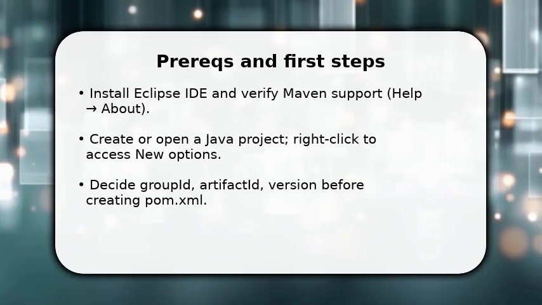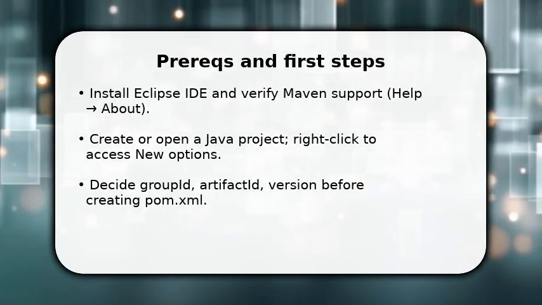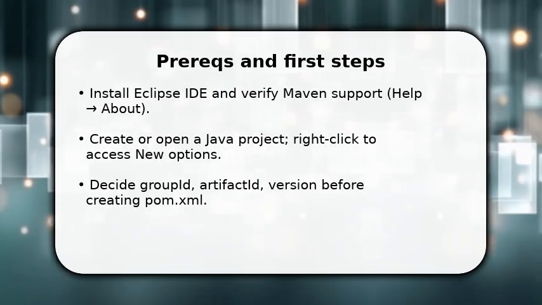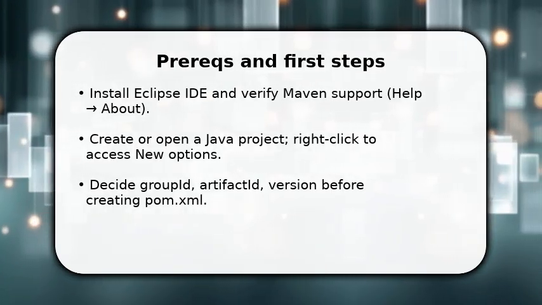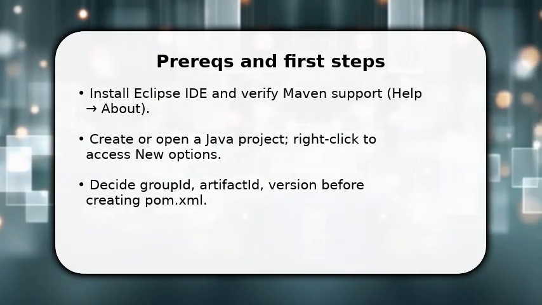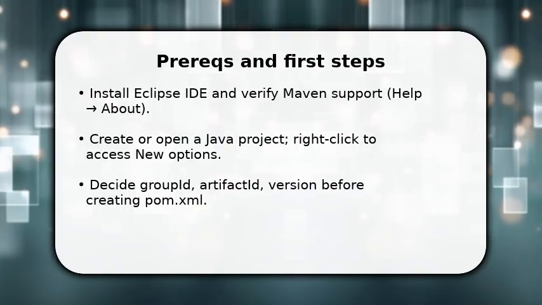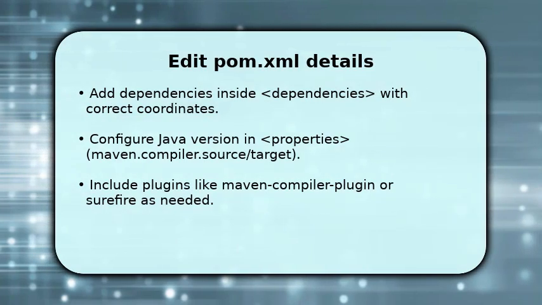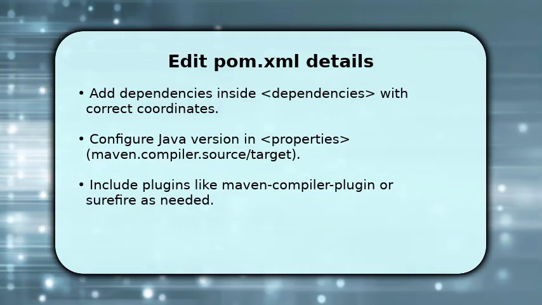Once done, fill Group ID and Artifact ID to identify the project and choose a version. Make sure to select the correct packaging type, jar or war, because Maven uses that to assemble your build. Open the generated pom.xml in the Eclipse editor and switch to the pom.xml text view. You will directly add dependencies and configuration.